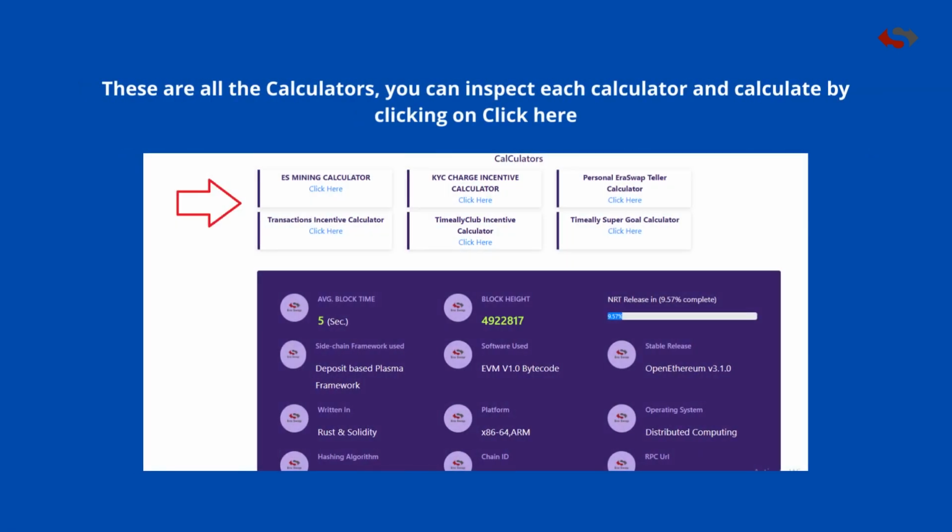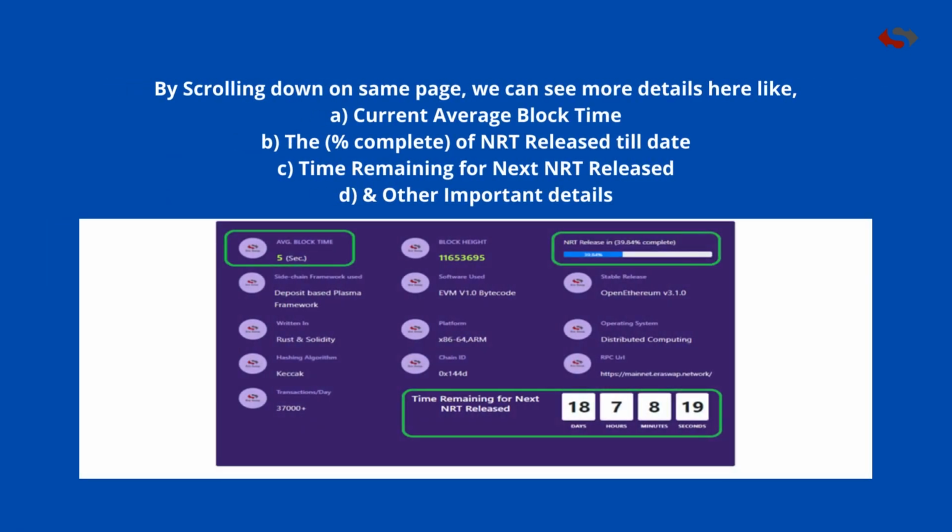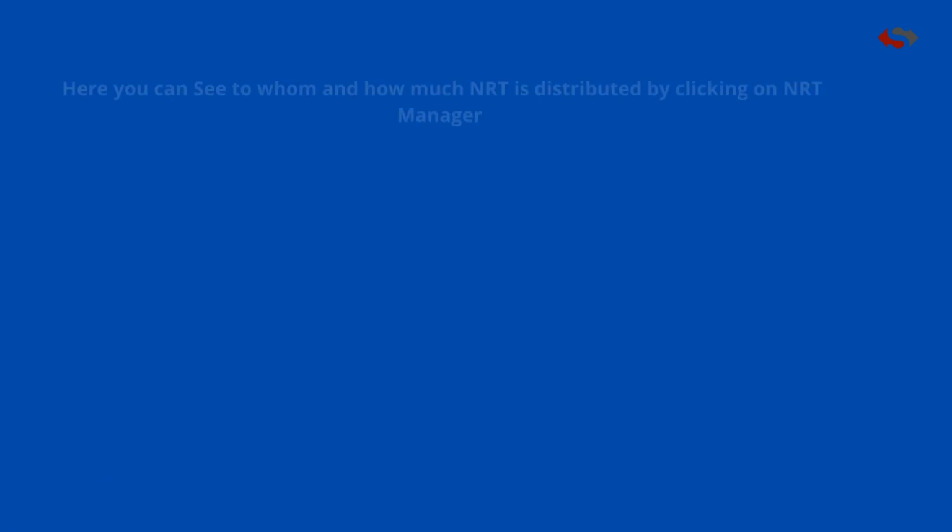These are all the calculators. You can inspect each calculator and calculate by clicking on Click Here. By scrolling down on same page, we can see more details here like A. Current average block time. B. The % complete of NRT release till date. C. Time remaining for next NRT release. D. And other important details.